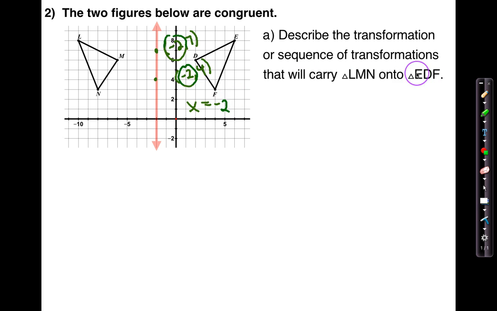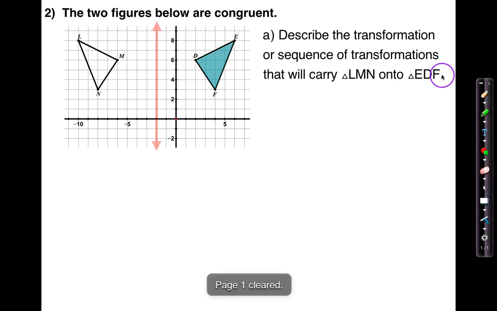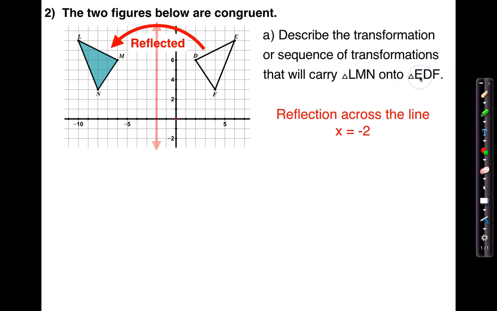So to answer the question, well, what transformation did I see to carry triangle LMN onto EDF? I would say that essentially it's a reflection across the line x equals negative 2.